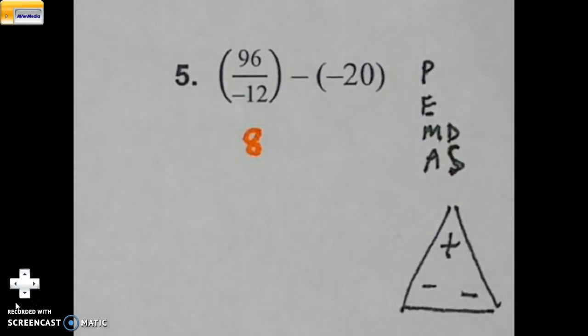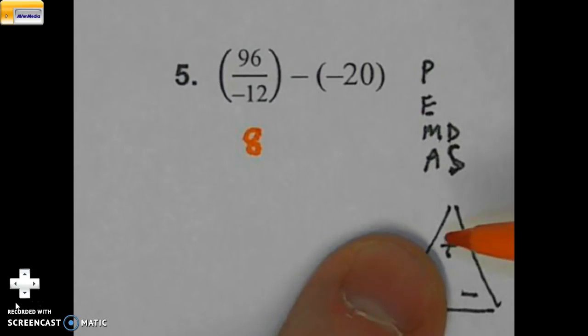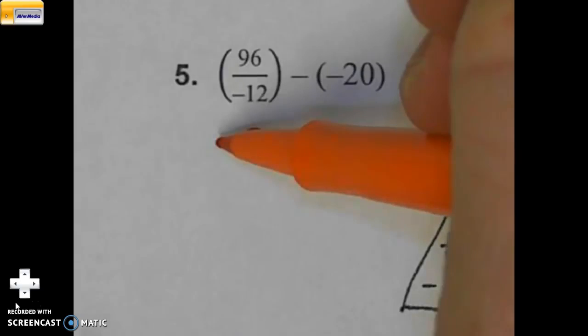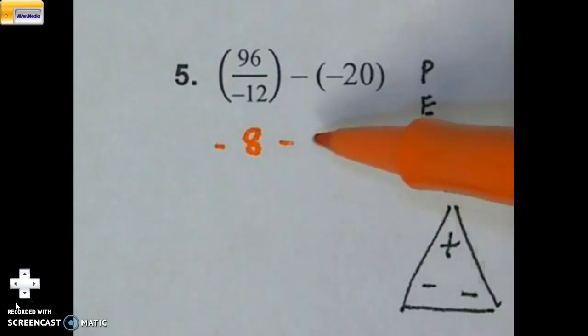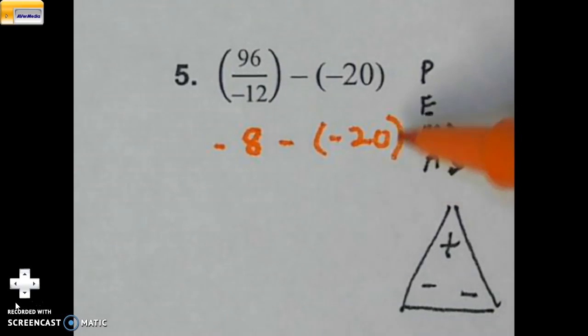But you are not done. What is a positive times a negative? Well, if I have a positive and a negative, I'm going to cover up the positive and negative, and what's left? You see how I have that negative symbol left? So that means this turns into negative 8 minus negative 20.